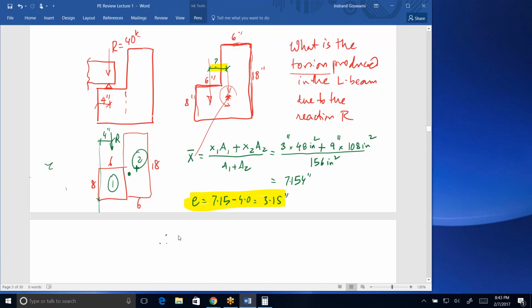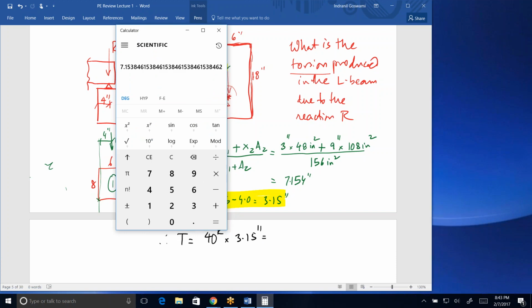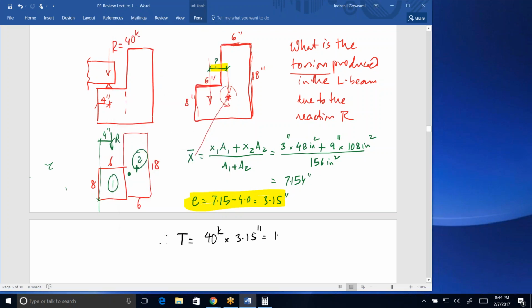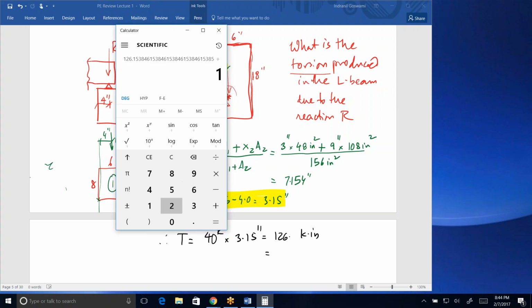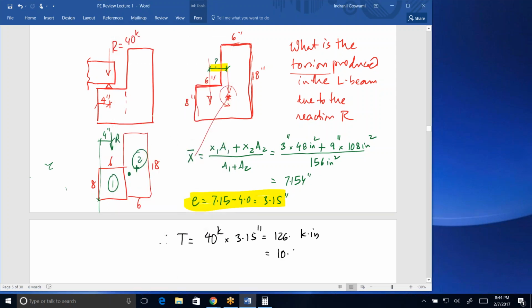And therefore, the torque that we have to design for will be my reaction of 40 kips multiplied by 3.15 inches, which is 126.2 kip inch, or 10.5 kip foot.